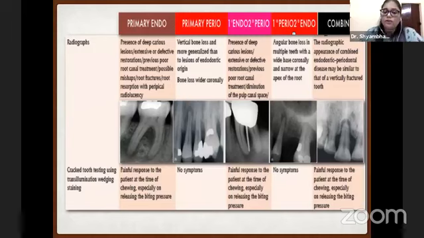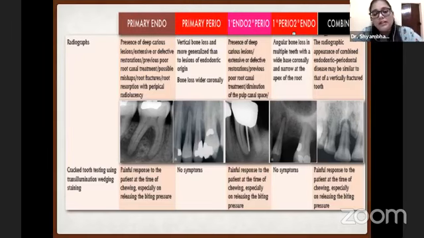Radiographs are the most important part in diagnosing endo-perio lesions. In primary endodontic lesions, there will be deep carious lesions, extensive or defective restorations, previously done root canal treatments which are poorly done, possible mishaps, root fractures or root resorption, and periapical radiolucency can be seen. In primary periodontal lesions, there will be vertical bone loss, more generalized than the lesions of endodontic origin, and the bone loss will be wider coronally.